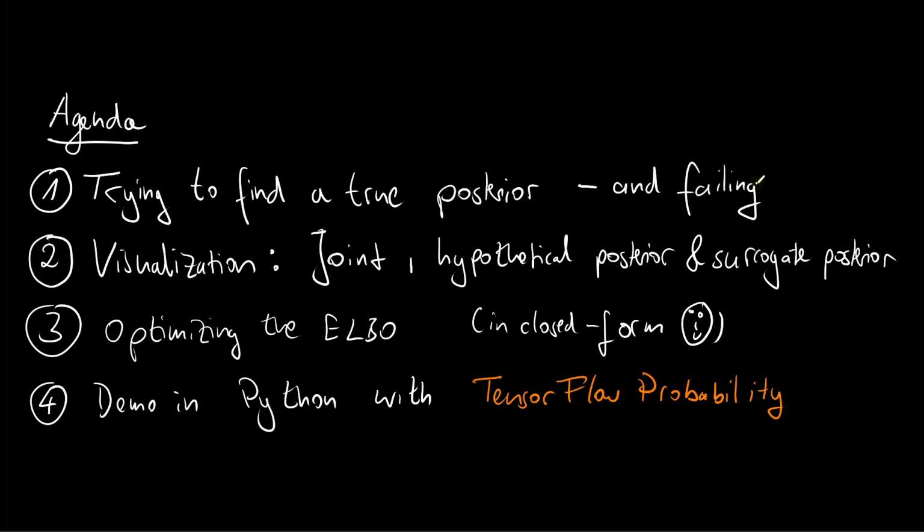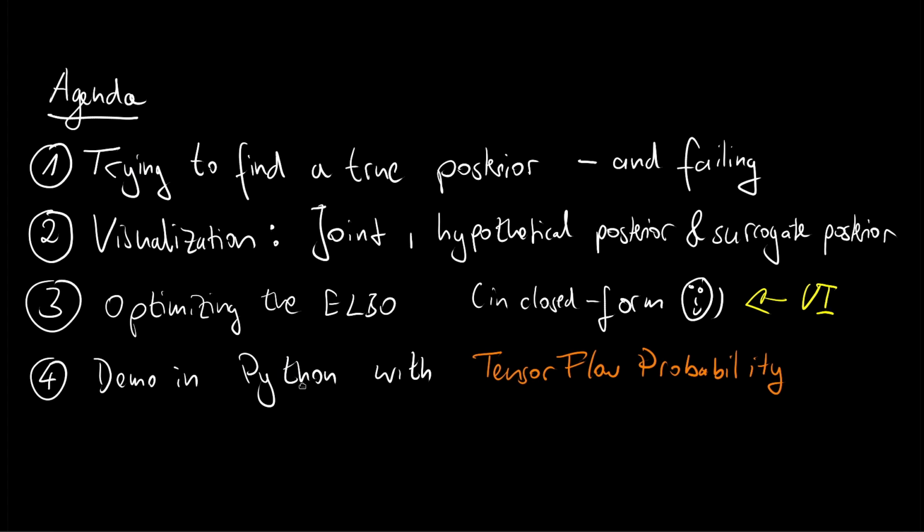Then we will look at an interactive visualization where I want to show to you the joint distribution, which you also might have seen in the previous video. Then a hypothetical posterior, because numerically we could obtain posterior values, and also a surrogate posterior. Then we will use the idea of surrogate posterior to optimize our evidence lower bound. So in other words, here we are doing variational inference. And for this particular model, it is super cool. If we propose a specific surrogate posterior, we get a closed form optimum. And in the end, we can have a quick demo with TensorFlow Probability, which also again highlights the difficulties in variational inference. So let's get started.